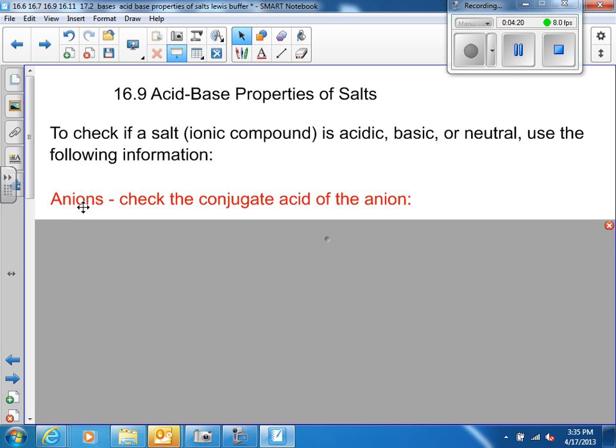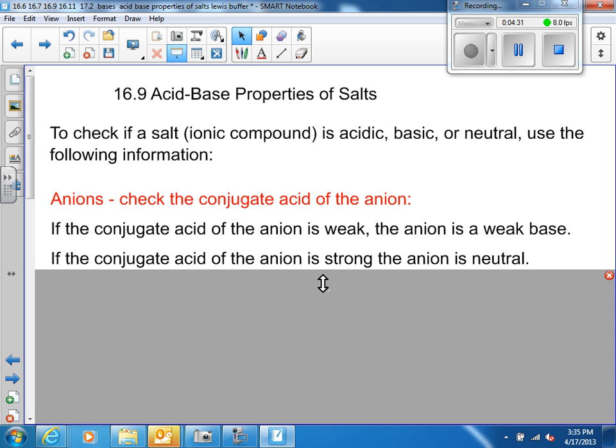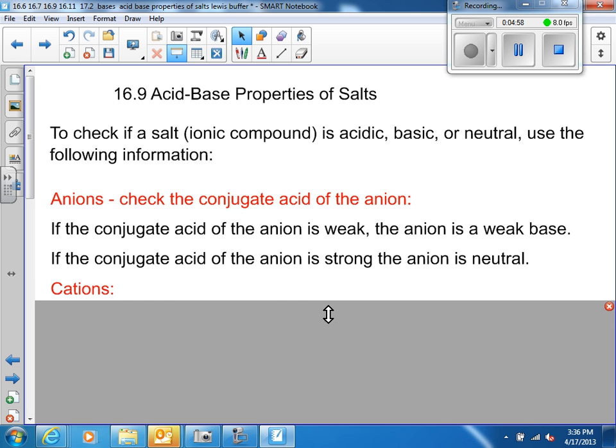Anions, the negative ions: you check the conjugate acid of the anion. If the conjugate acid of the anion is weak, then the anion is a base. If the conjugate acid of the anion is strong, the anion is neutral because if it were to try to take on an H+, it would just split back apart immediately, so that anion is not at all basic. It doesn't attract H+, it cannot accept a proton. Remember, bases accept protons. If an anion takes on a proton and then splits apart because the conjugate is strong, then that anion is not a base because it won't take on a proton.